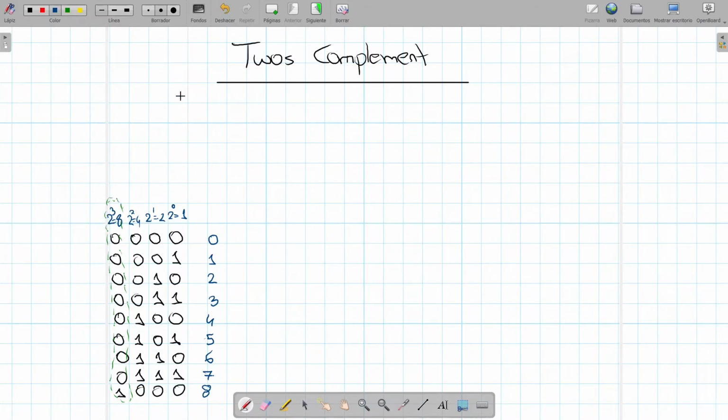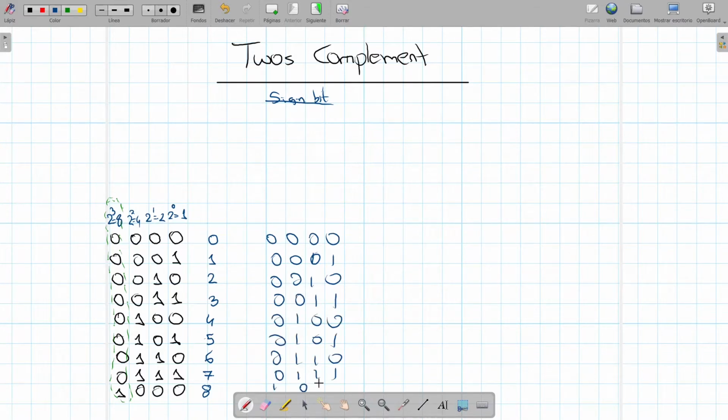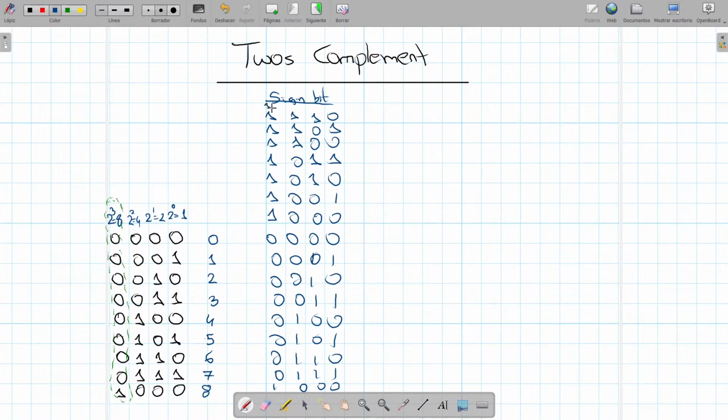Okay, so if we used the sign bit, then we could have the same values for the positive ones, because that wouldn't change, and then the negative ones would be with a 1, and then we would just start adding them up as we did with the positive ones.